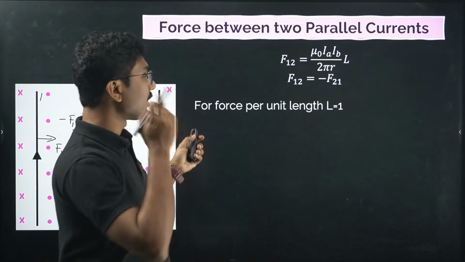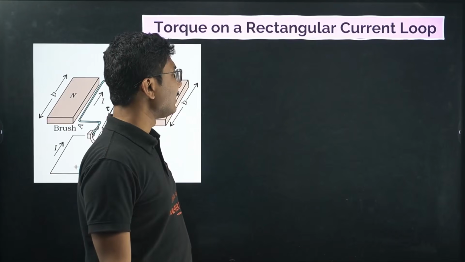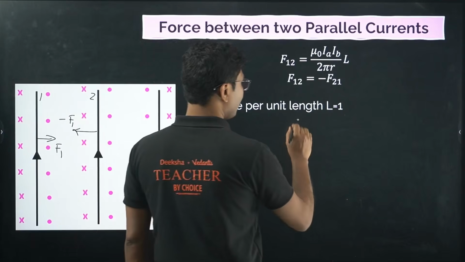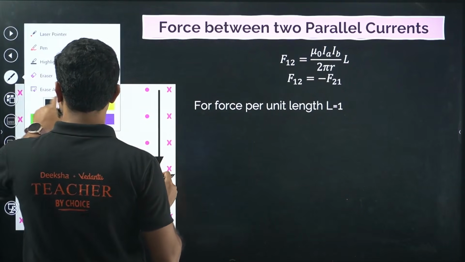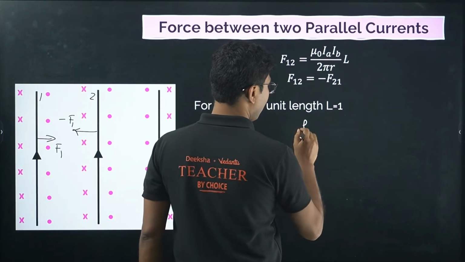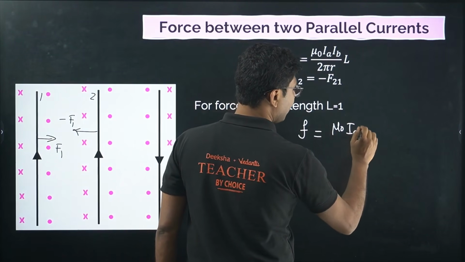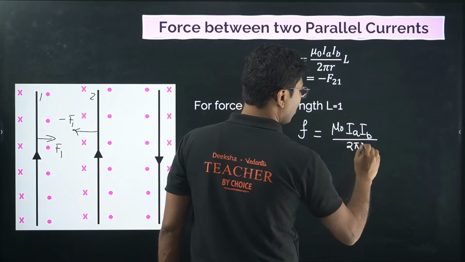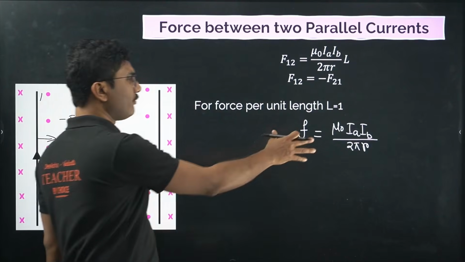For force per unit length, which is the formula that you have to derive, the length is equal to 1, and the force per unit length can be written as small f equals mu naught IA IB by 2 pi r. You can remember 2 pi r or 2 pi d, whatever you are comfortable with. So this is the force per unit length.